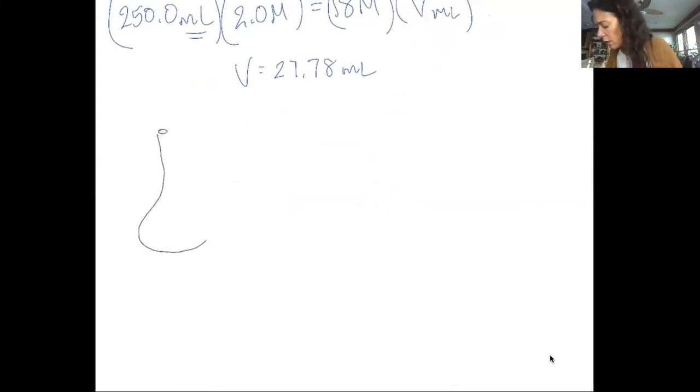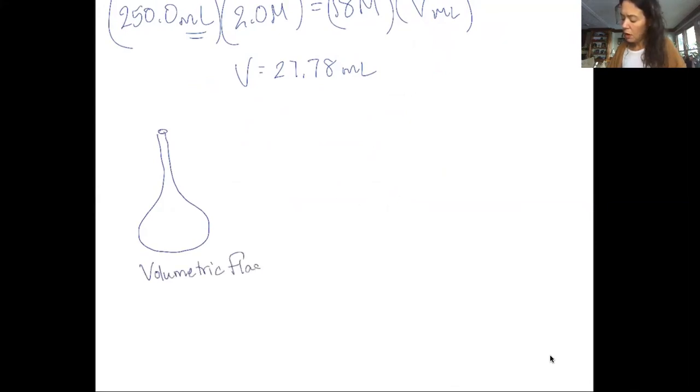Let's see if I can do this. Oh my gosh, that is the best volumetric flask I've ever drawn. You use a volumetric flask. These come in not all shapes, they all have the same shape, but they come in all different sizes. Little 10 milliliters, 100 milliliters, 1,000 milliliters, 2,000 milliliters, 250 milliliters, 500. So this one will be a 250 milliliter volumetric flask.